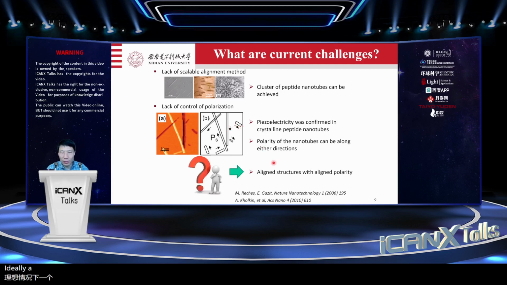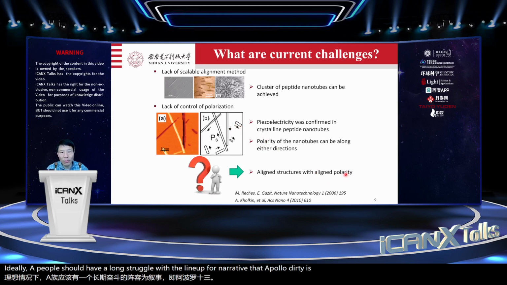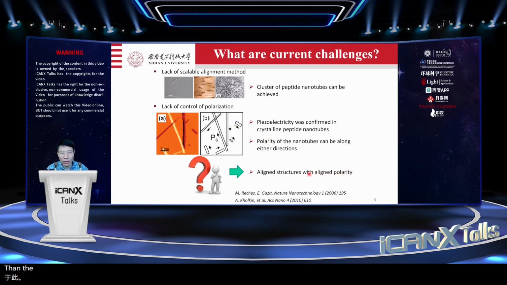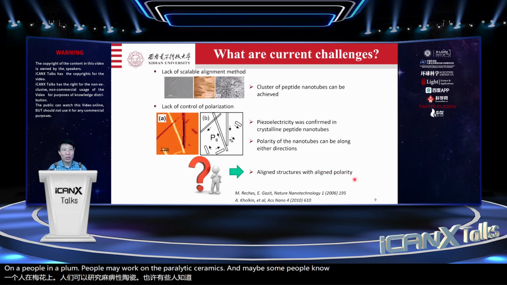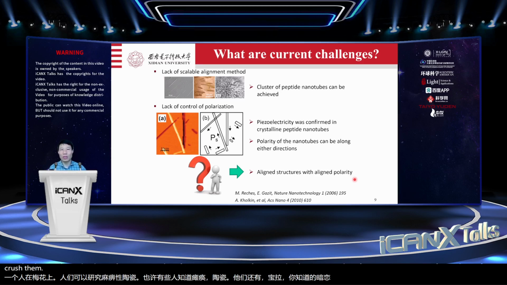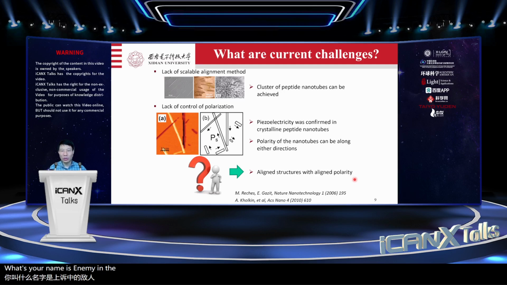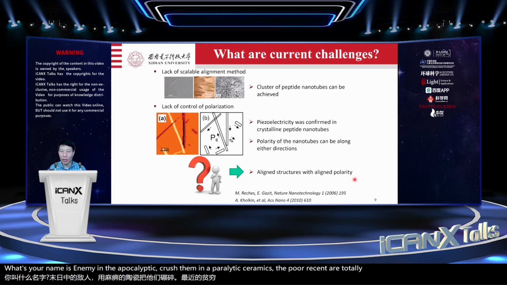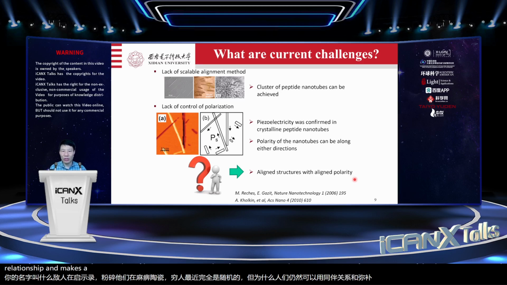Ideally, people should have the aligned structure with the aligned polarity. The polarity is more important than the physical alignment. So this is the tricky part. Some people may work on piezoelectric ceramics, and maybe some people know them. They are also polar crystals. What does that mean? That means in piezoelectric ceramics, the polarization is totally random. But why can people still use piezoelectric ceramics for different applications?